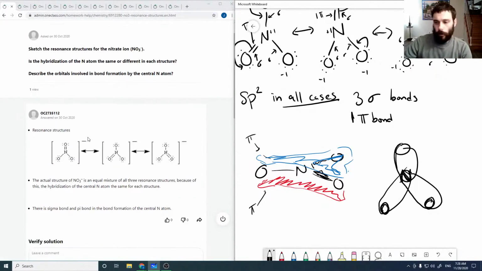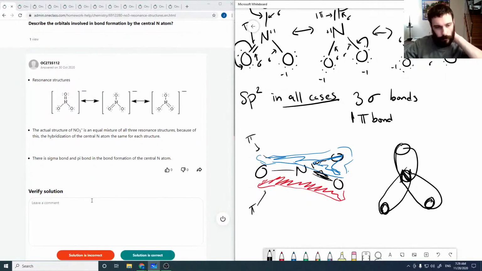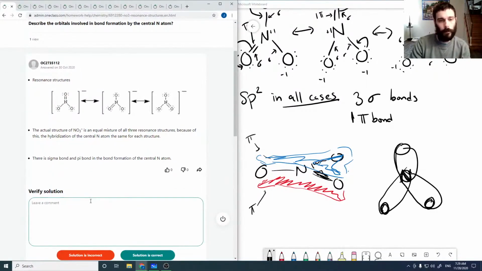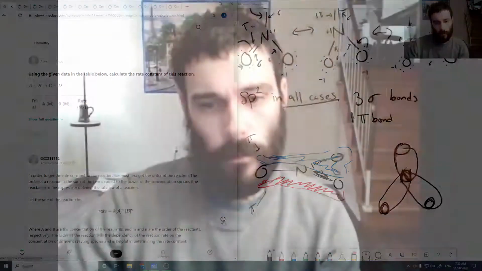Okay. So for NO3, there's our 3 resonance structures. The actual structure is in actuality an equal mixture. The hybridization of the nitrogen is the same, and there's a sigma bond and pi bond in each of the structures. Okay, so I'll say this is correct. And I think I'm gonna end it there.